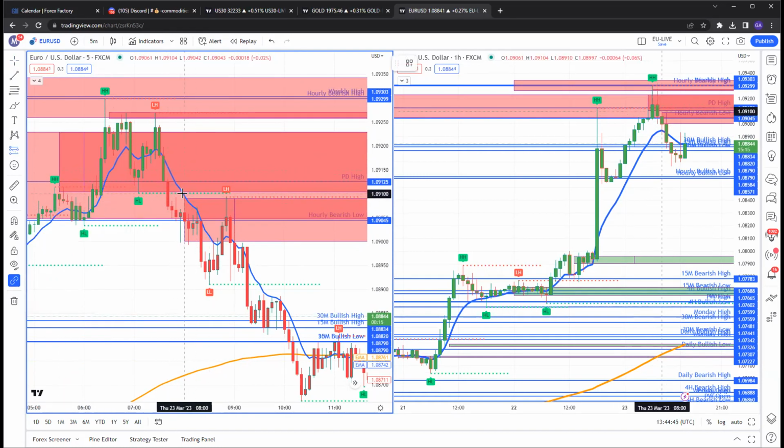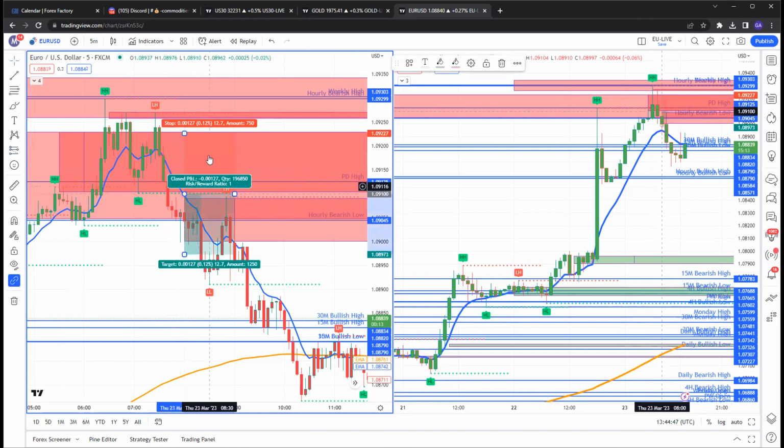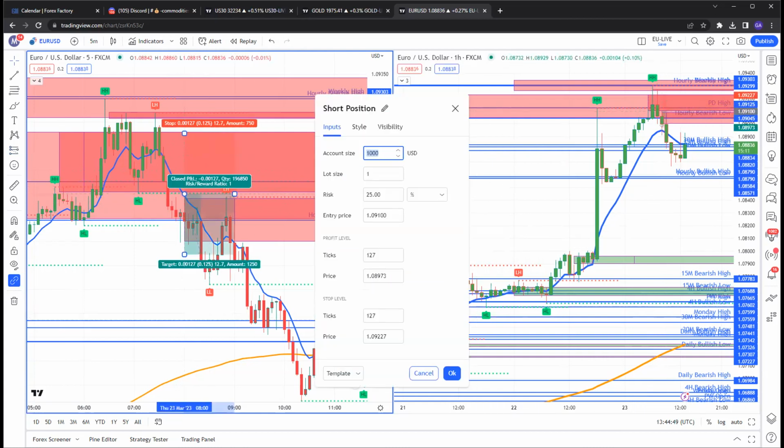I saw the red candle. I waited for the retest of the 9 EMA. Came in here. Ideally, I wanted to go for 100 pips. My stop loss is 20 pips.